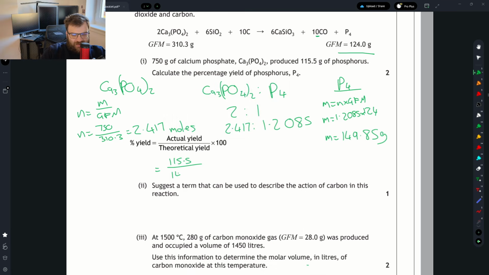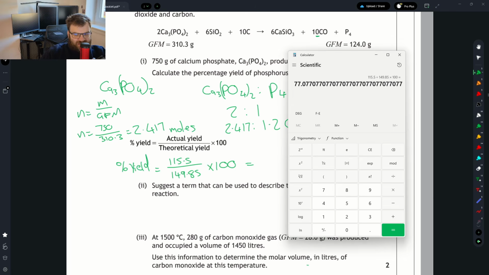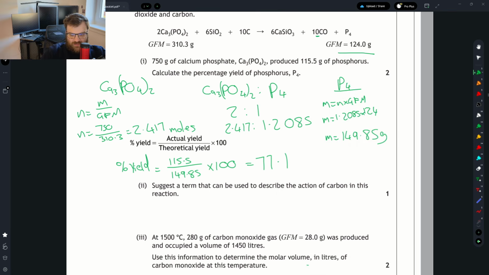That can then go in as what we have calculated in theory we could make. Times that by 100 and take that as 77.1% as an answer. Just a term that can be used to describe the action of the carbon in this.